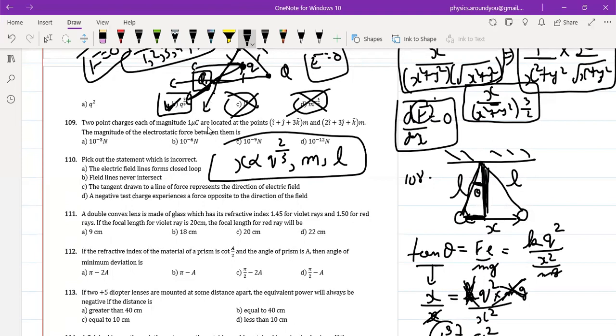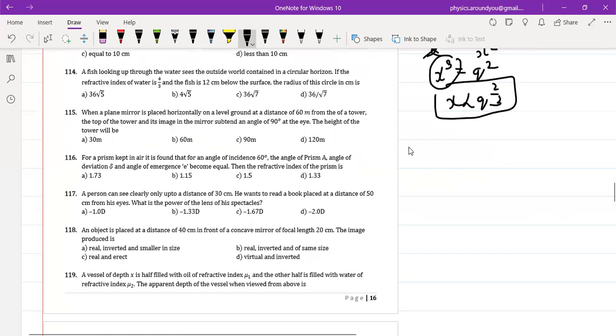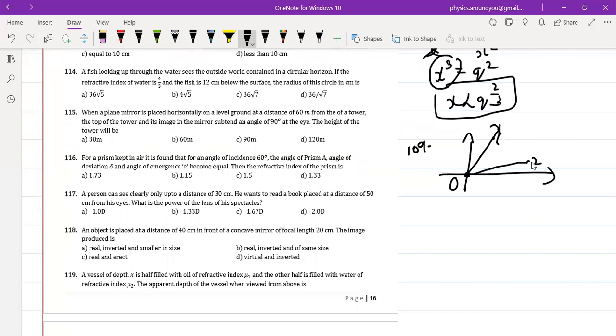What about 109? 109, quite an ordeal because it is Coulomb's law, magnitude of electrostatic force. Charges are given, but the distance between the charges is not given. They have given the position of the points, right? So how to deal with that then? So 109, the position of the points is given. Origin is over here. Point number 1, point number 2 is here. One point like this, other point like that, right? So these vectors are given. R1 vector is given. R2 vector is given.